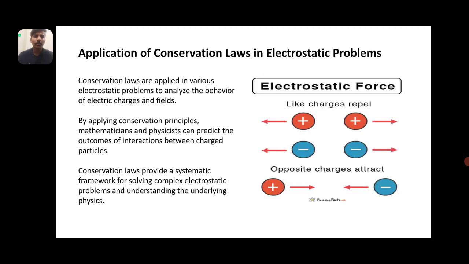Applications of conservation laws in electrostatic problems. Conservation laws are applied in various electrostatic problems to analyze the behavior of electric charges and fields. By applying conservation principles, mathematics and physics can predict the outcomes of interactions between charged particles. Conservation laws provide a systematic framework for solving complex electrostatic problems and understanding the underlying physics.